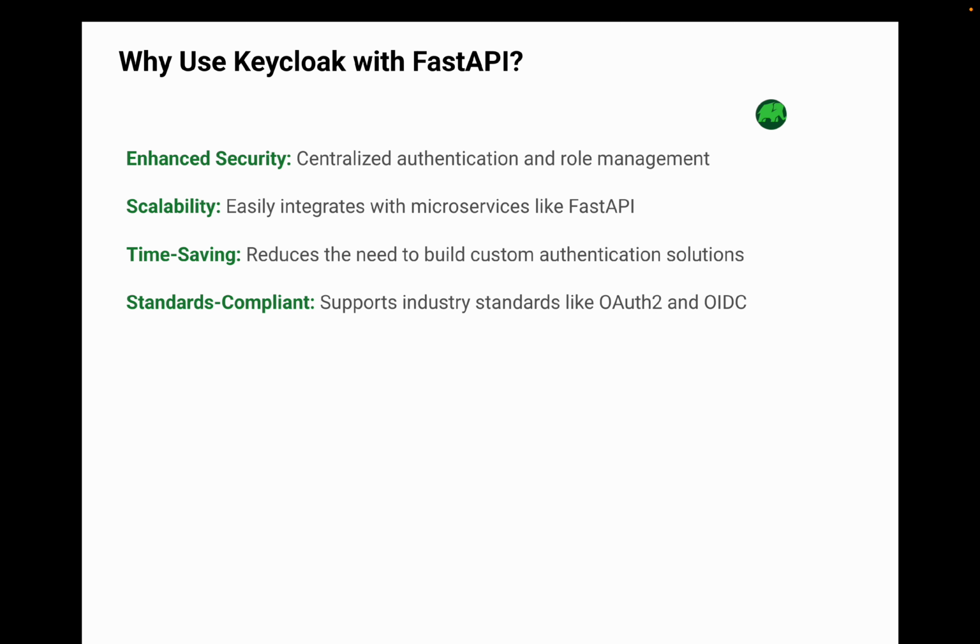Here are the key benefits. To enhance security, KeyCloak centralizes authentication and role management, ensuring consistency and security. Scalability: KeyCloak integrates seamlessly with microservices like FastAPI, making it ideal for large distributed systems. KeyCloak eliminates the need to build a custom authentication system from scratch. It supports OAuth2 and OpenID Connect, which are widely accepted industry standards. Simply put, FastAPI and KeyCloak make a powerful duo for building secure, scalable applications.